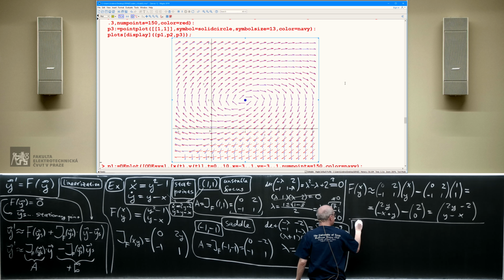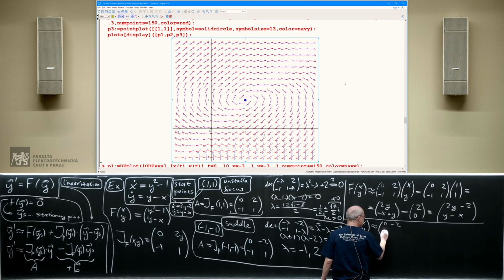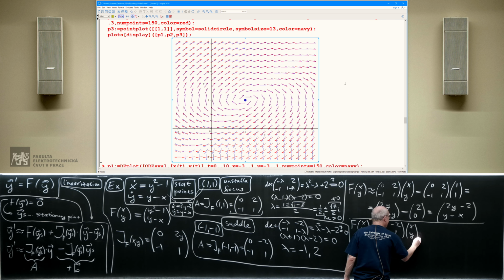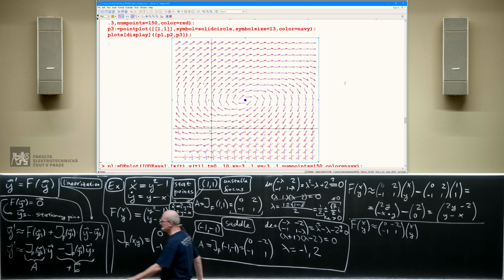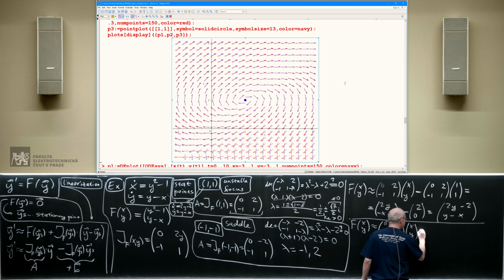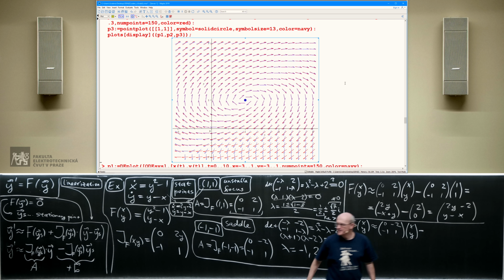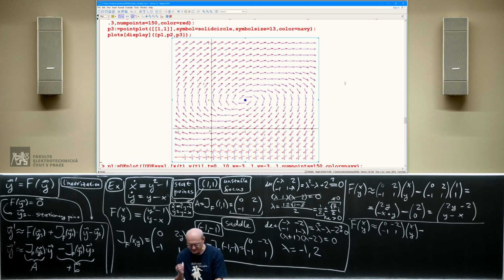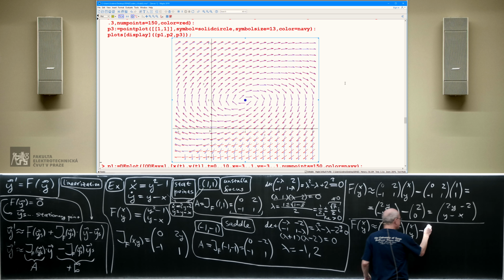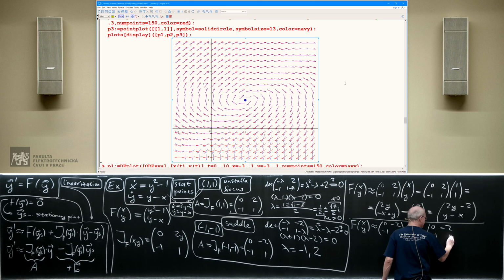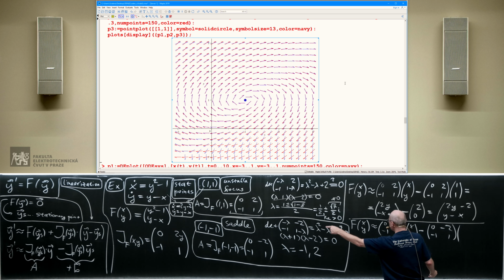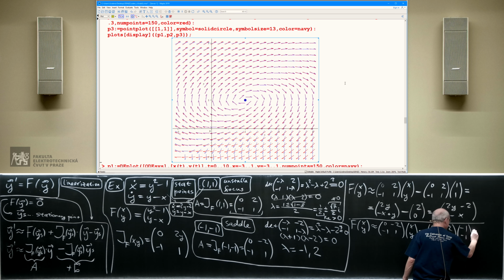Okay, just for the sake of completeness, let's have a look at the point (-1, -1). So the right-hand side now gets approximated by the matrix [0, -2; -1, 1], multiplying the vector (x, y). So we are here. And now I'm subtracting our matrix [0, -2; -1, 1] multiplying our center of attention, which is (-1, -1). How much is it?